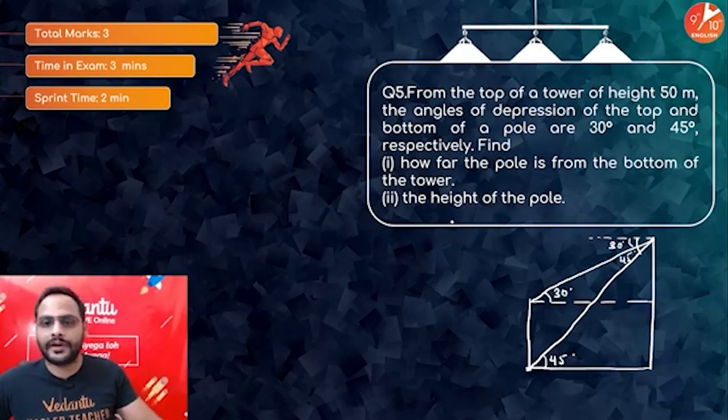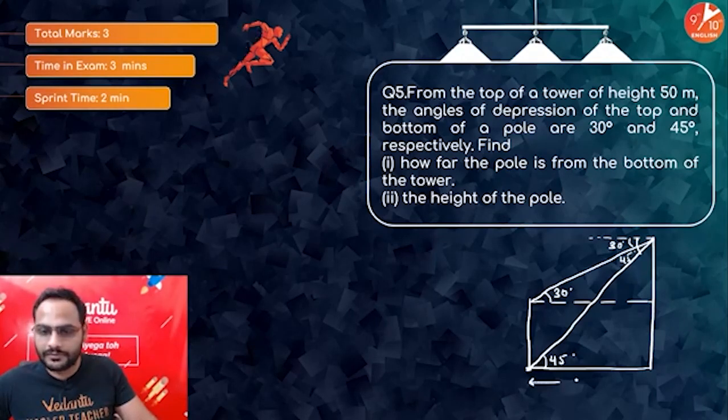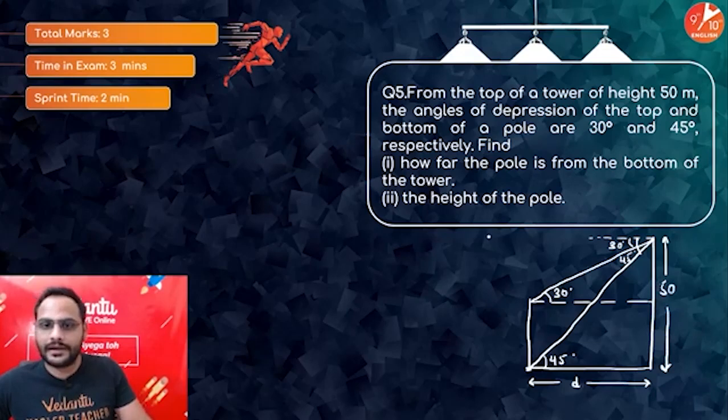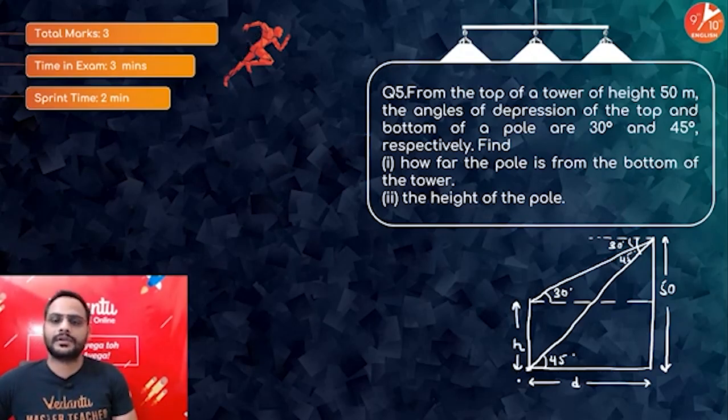Correct. What we need to find out? Find how far the pole is from the bottom of the tower. This we need to find out. What is this D, where the total height of the tower is given as 50. Second, the height of the pole, this also they want to find out, which is small h. Clear? Let us solve.